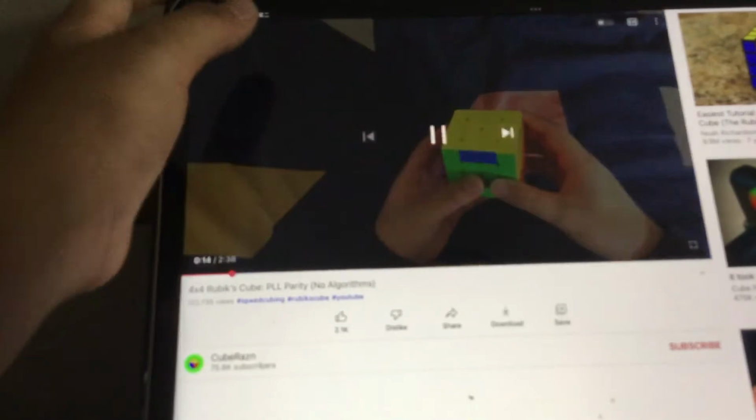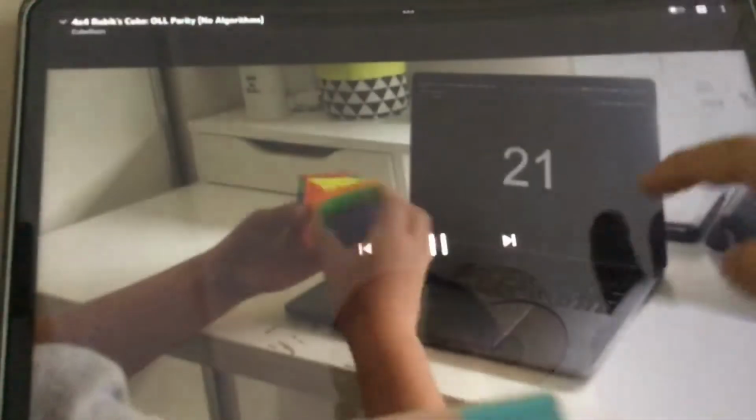Hey guys, today I'll show you how to solve the 4x4 Rubik's Cube PLL parity with no algorithms.